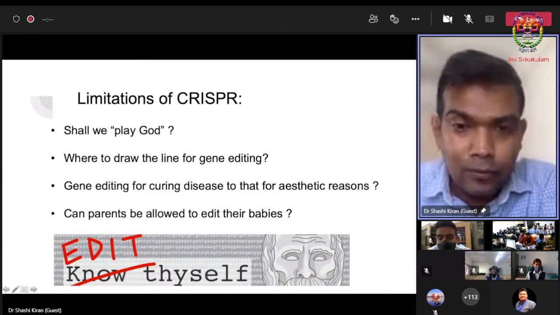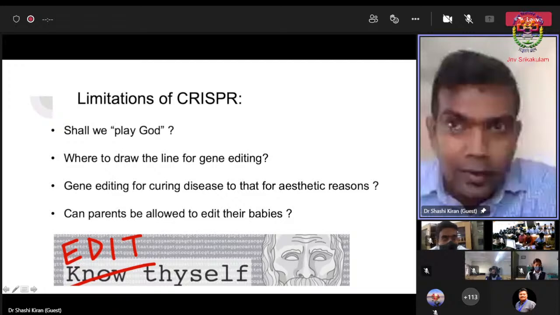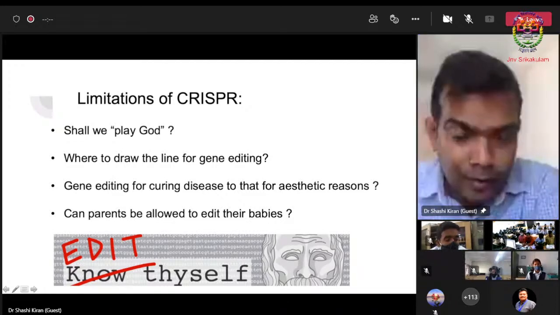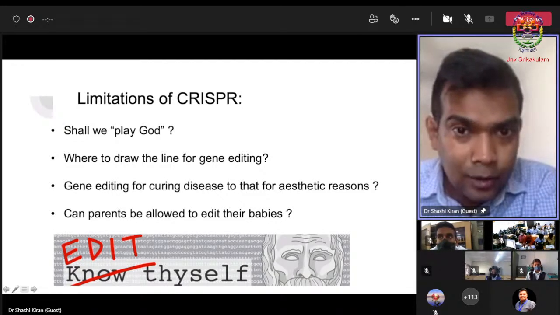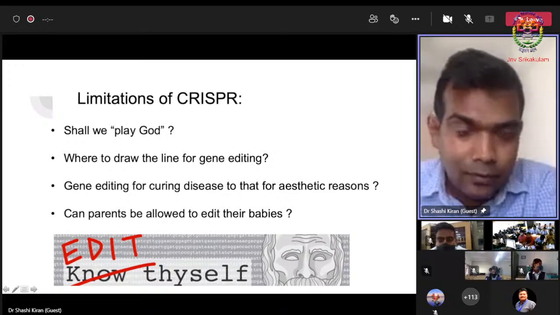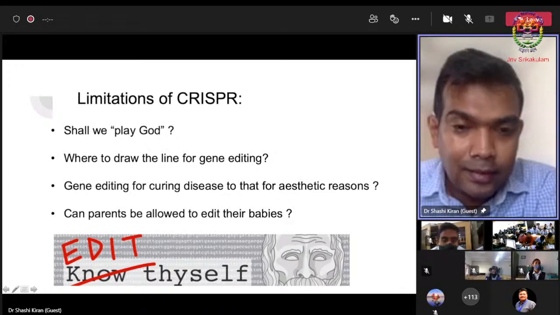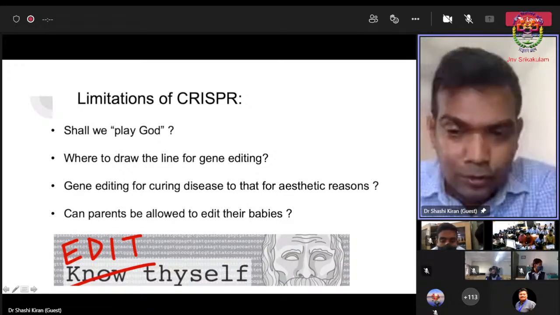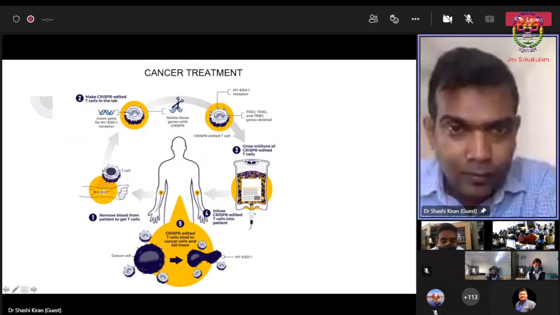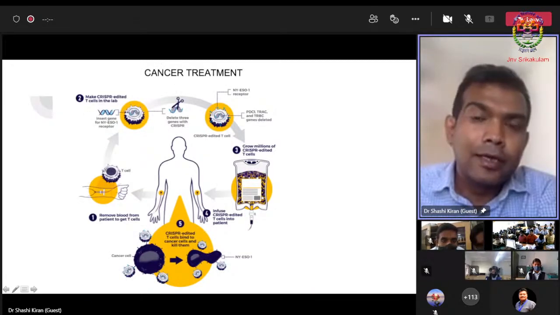So if a parent wants that my son or daughter should be very tall, and that is completely possible by CRISPR, should we allow it? We don't know. So that's the discussion we should have, and I'm sure your generation will see the effects of this technique. Okay, so let's see what has been done.